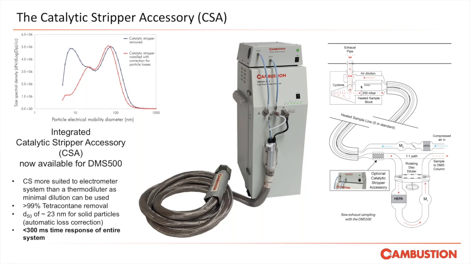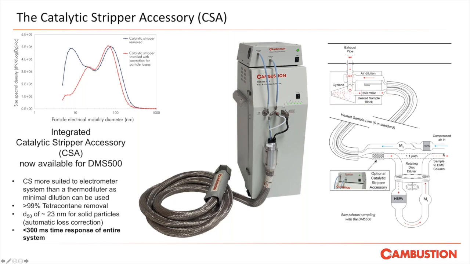In the case of the CSA, it also adds oxygen. If your engine is running very rich, the catalyst in the CSA will need oxygen in order to do its job. The CSA then fits in here, which is actually at the end of this pipe. So the sample then goes into the CSA and comes out of the CSA. So everything you see on top of the DMS here is represented by this block here.